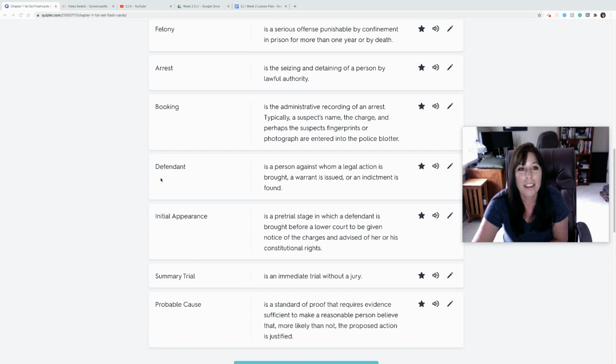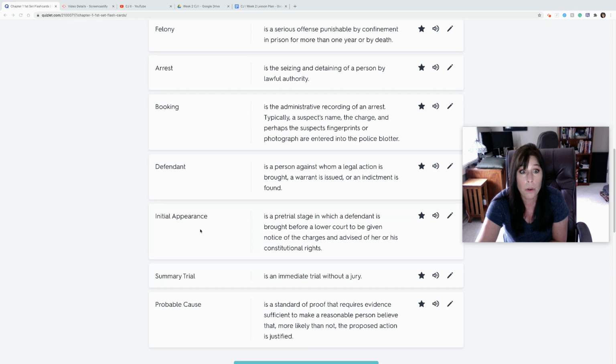Shouldn't be too long. So we were talking about when a person goes from being a suspect to being a defendant. And your textbook is very clear that it's when charges are actually filed against a person. That is when they become a defendant. So that legal action, they give you a couple examples here of a warrant being issued or an indictment being found, or any other kinds of charging documents would make that person a defendant.